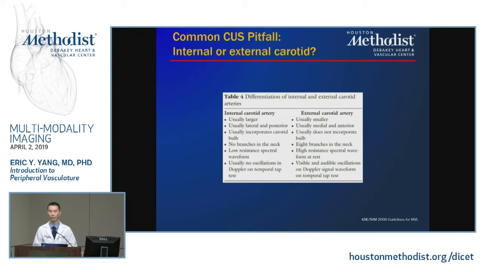Okay. One common pitfall that happens in the vascular lab is confusion of internal versus external carotids. Key clues to make sure you're not confusing one versus another: external carotid arteries tend to have more branches. It tends to be a smaller caliber vessel. It also responds to something called temporal tapping. So if you tap on the patient's face, you'll actually elicit Doppler noise, and that's what's being mentioned here as well. So there are pitfalls that can happen with vascular ultrasonography with confusing the two, and one has to be careful in evaluating the two vessels.